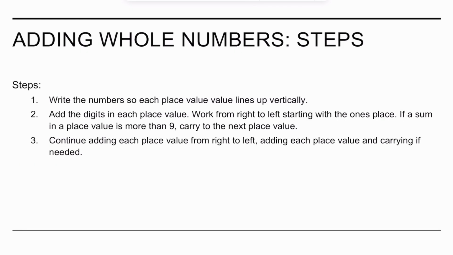So how do we actually add whole numbers? Here's some steps I would suggest to write down. So step 1, we write the numbers so that each place value lines up vertically, and then we add the digits in each place value. Working from right to left, starting with the ones place, if a sum in a place value is more than 9, we'll carry it to the next place value. Then we continue adding each place value from right to left, adding each place value and carrying if needed.